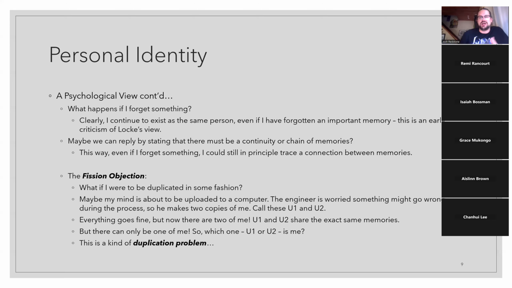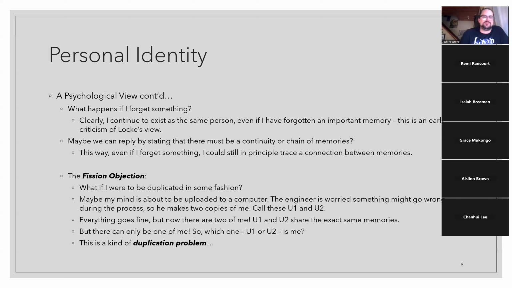But maybe there just needs to be continuity. Maybe we could reply that even if I forget something important, there's still a chain of memories there. Maybe I don't remember that particular memory, but there's a different chain connecting other memories to different past memories. That's a possibility as well. So that's an early objection, but there are more science fiction kind of objections.